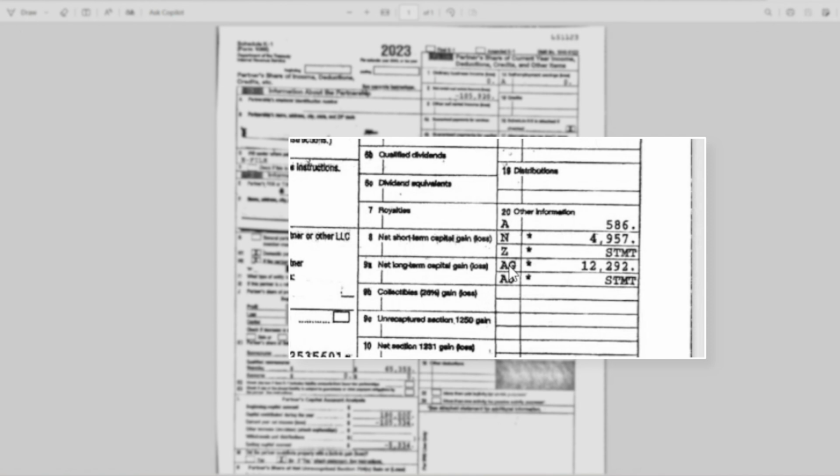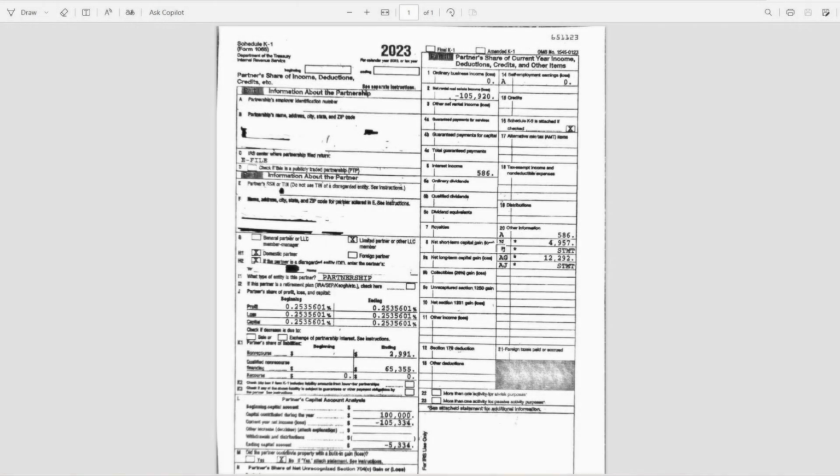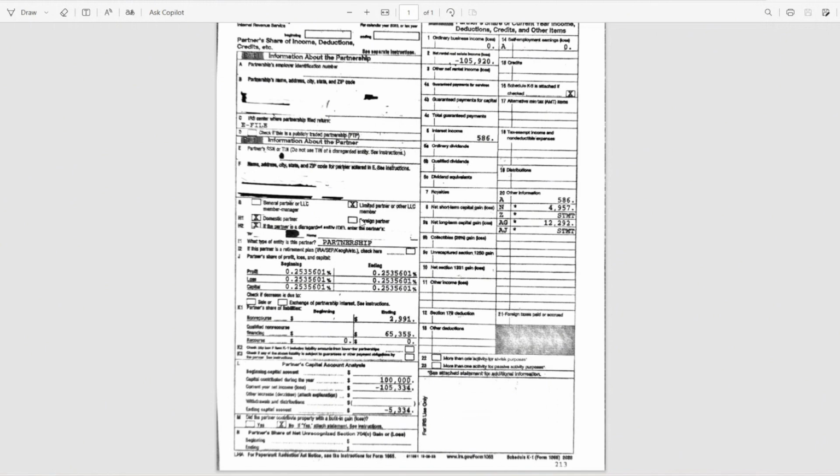Code AG, the $12,292, this is your portion of the depreciation. This is the good stuff, okay? This is what allows us to show that big loss while we're still getting paid, all right? So I'm not just gonna stop there. Let me basically break this down, what all of this means to you, okay?